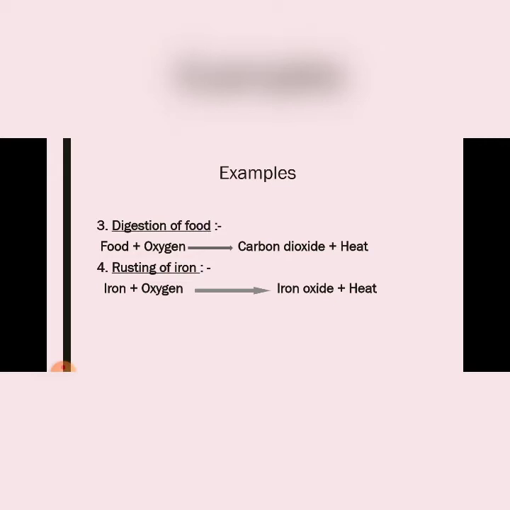In the same way, rusting of iron also can be considered as slow combustion, because in this process iron reacts with moist oxygen to form iron oxide, and a small amount of heat is also produced, but no light is produced in this process. So, rusting of iron also can be considered as slow combustion.